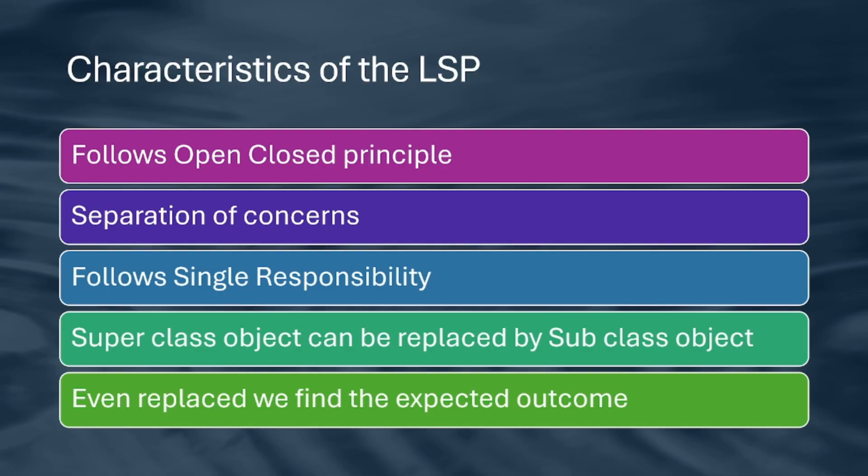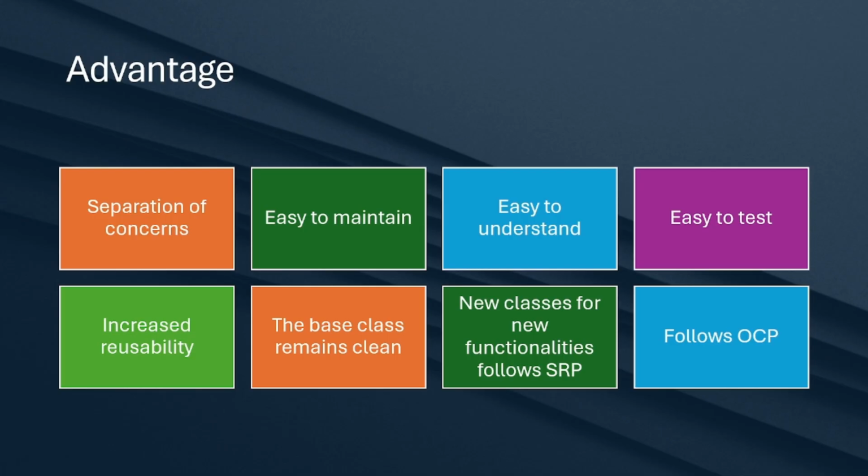Characteristics of the Liskov substitution principle. It follows the open-closed principle, which means when a new requirement comes in, you will create a new child class for that requirement, and that child class will inherit the parent class to get the expected output. It follows separation of concerns. It follows single responsibility. A superclass object can be replaced by a subclass object, and even when replaced, we find the expected outcome.